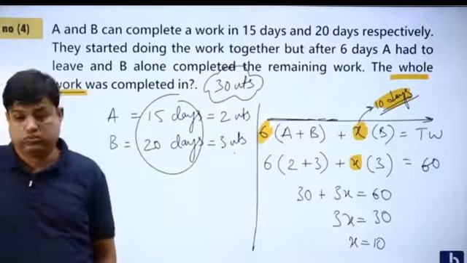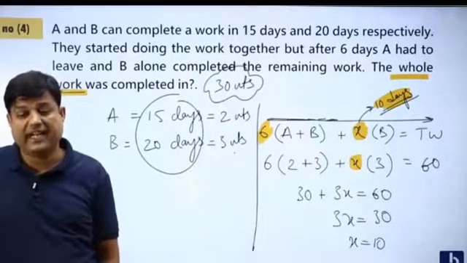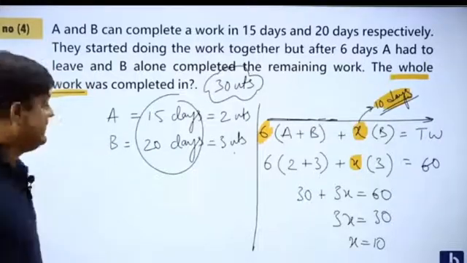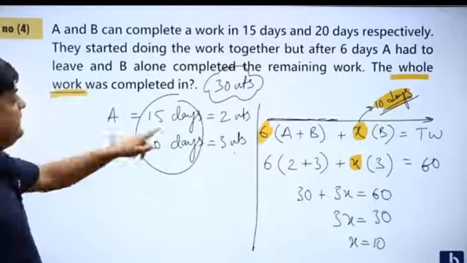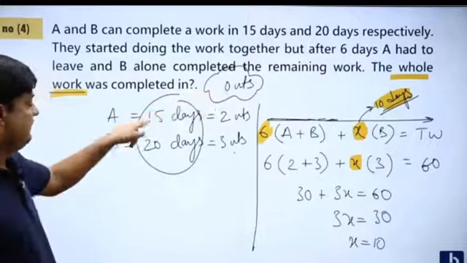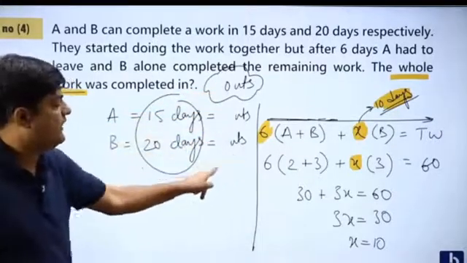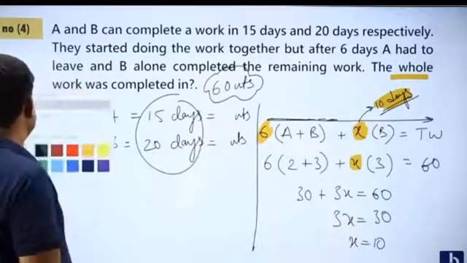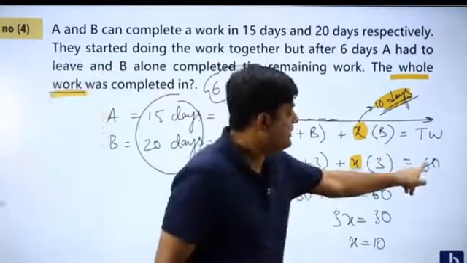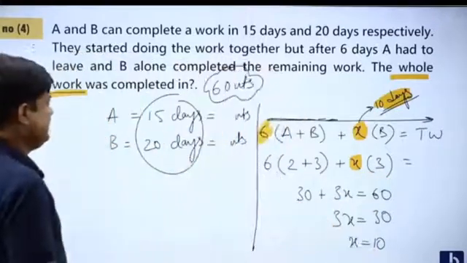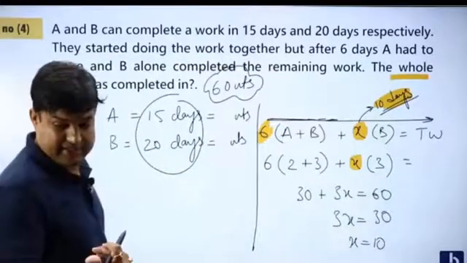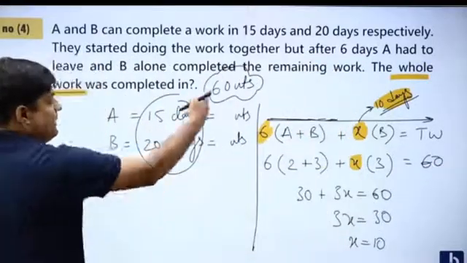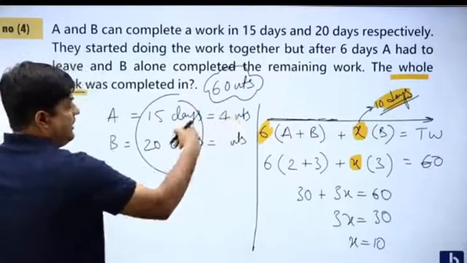Oh, I'm sorry, students, total work is 60. I made a mistake here. Yes, the LCM should be 60. The LCM of 15 and 20 is 60. I'm sorry for that. Making mistakes is very good, but learning from those mistakes is very good, sir. So this has to be 60. You told me 60, so I copied this 60. Okay, no worries. Now let's say per day, A does what? 4. Per day, B does what? 3.